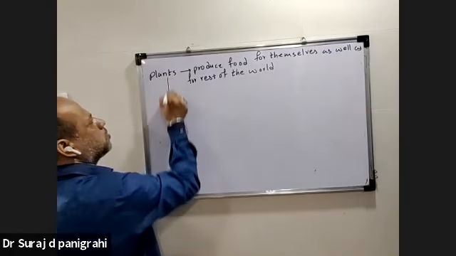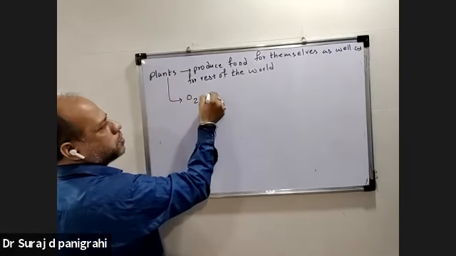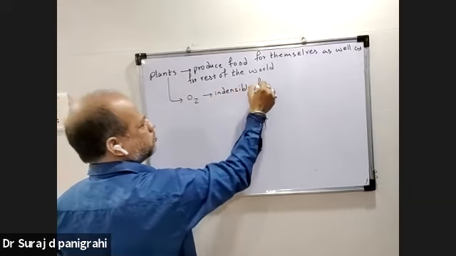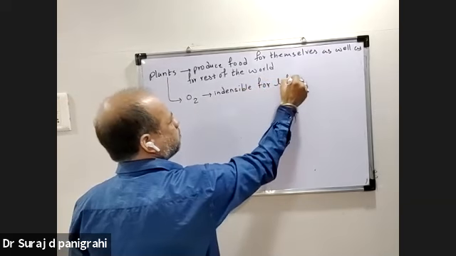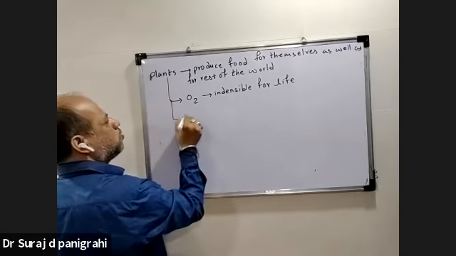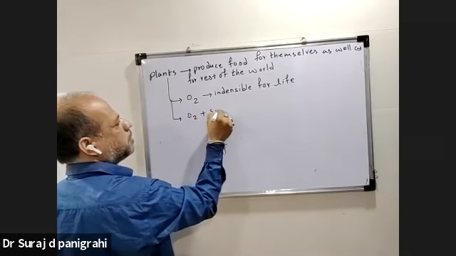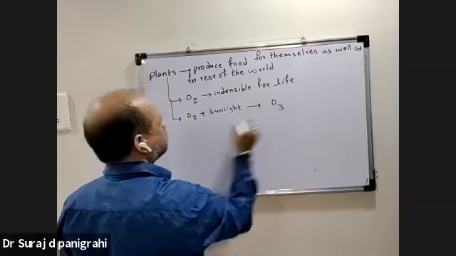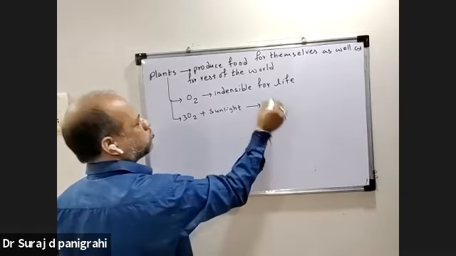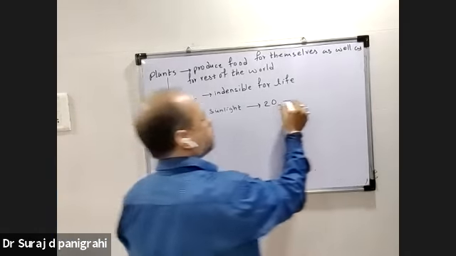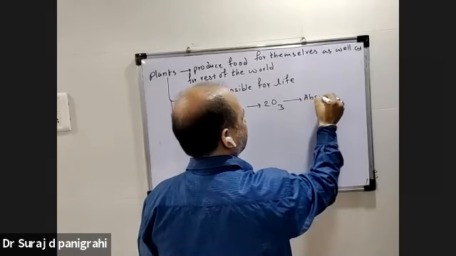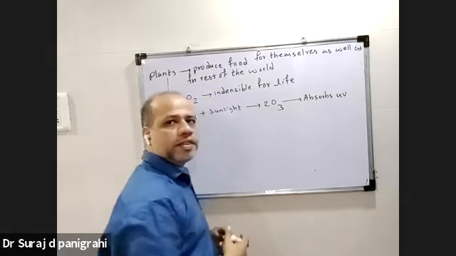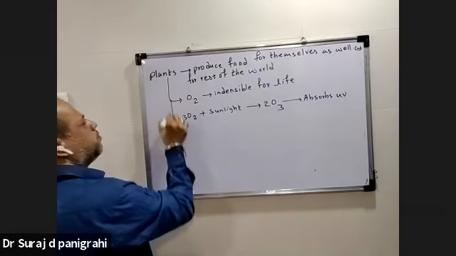Then इसके बाद क्या होता है? It produces oxygen, which is indispensable for life, है ना? Life के लिए कितना important है oxygen? Then oxygen reacts with sunlight, okay, and forms ozone. So this is 3O2 forming 2O3, ozone, that absorbs ultraviolet radiations, है ना, UV light. Now इसके ये 3 functions हो गए.